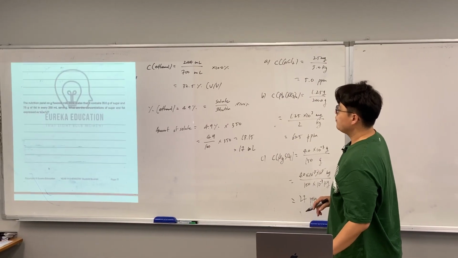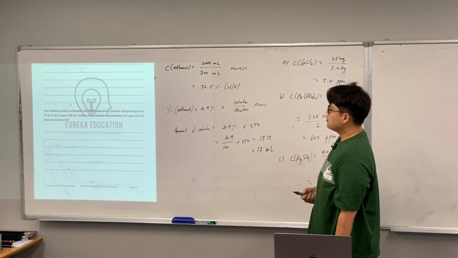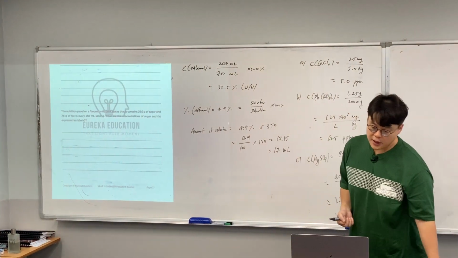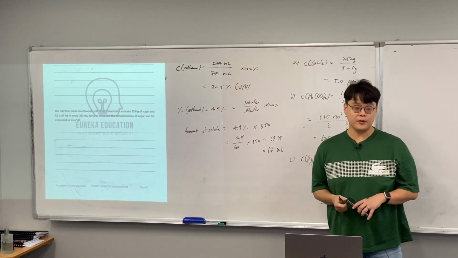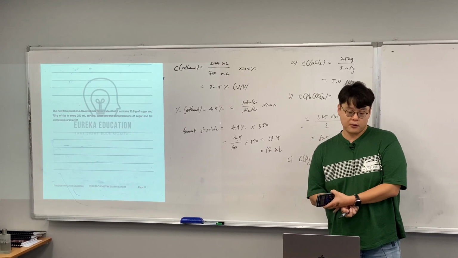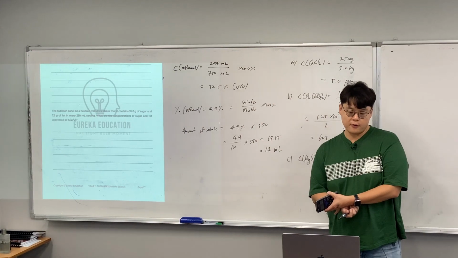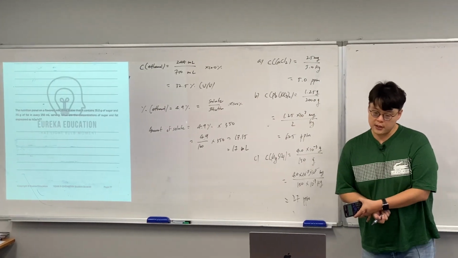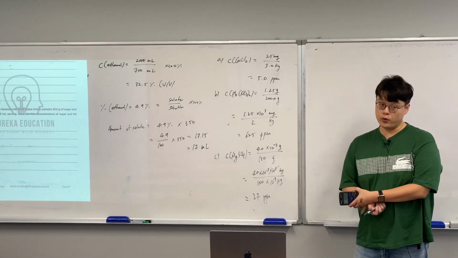Next one. The nutrition panel of the flavored milk drink states that, this is something that's very interesting. It might be the truth, by the way, for this one. We have flavored milk that states it contains 35 grams of sugar and 7.5 grams of fat in every 250 ml serving. What are the concentrations of sugar and the fat expressed in the weight per volume percentage there?